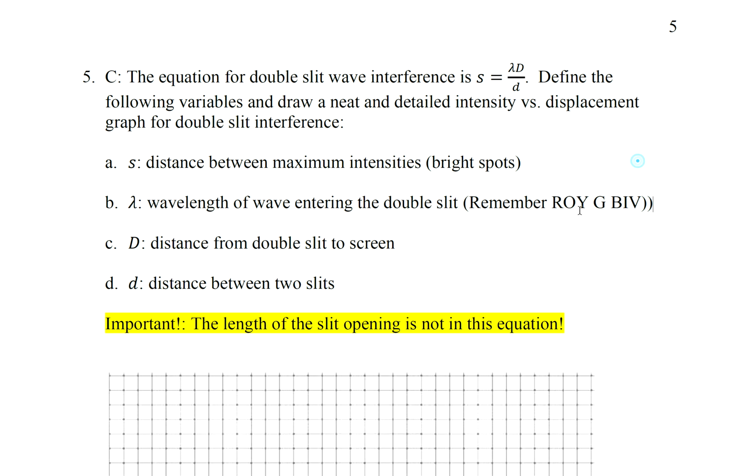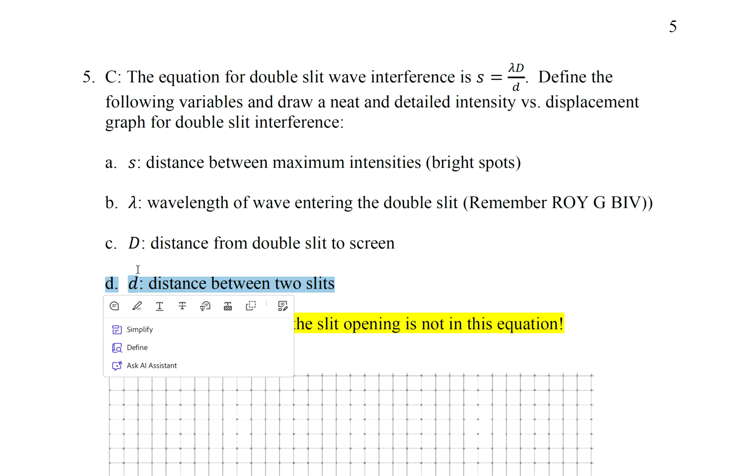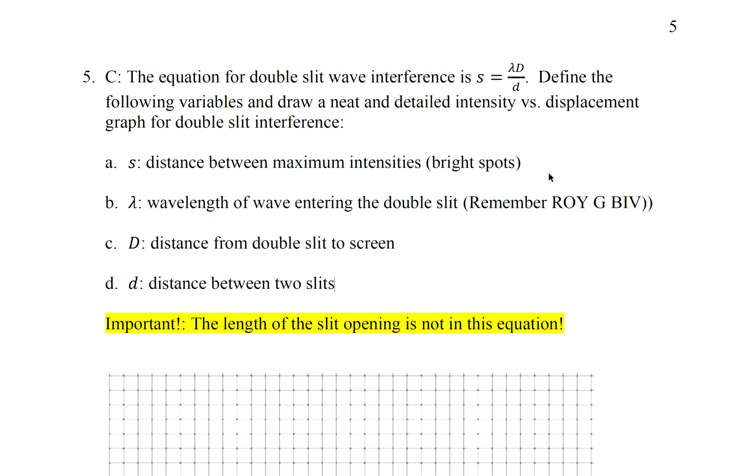Remember Roy G. Biv. Red, orange, yellow, green, blue, indigo, violet. Indigo violet means purple. Big D means distance from the double slit to screen. And little d means distance between two slits. So, important, the length of the slit opening is not in this equation.